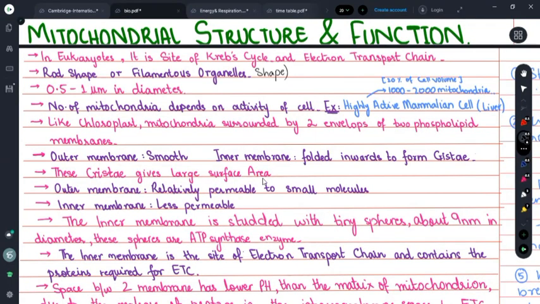Okay, assalamu alaikum. Today we are going to study the structure of mitochondria and functions related to the aerobic respiration that is involved in order to generate ATP.